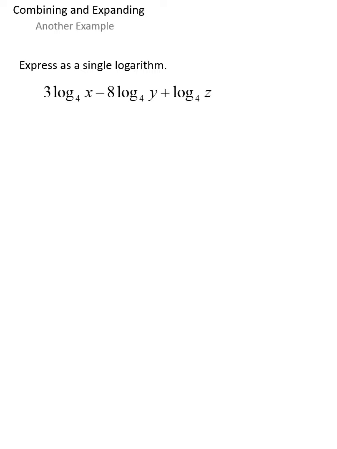Let's take a look at another. Suppose we were trying to express this as a single logarithm. I have a recommendation. I'm going to recommend that you pause the video, try this problem yourself, and then hit play. Go ahead and hit pause now.